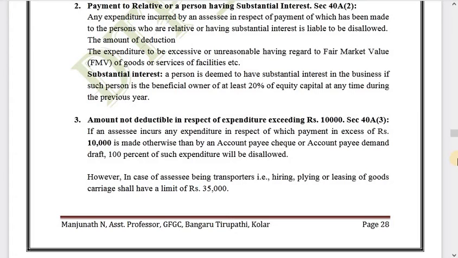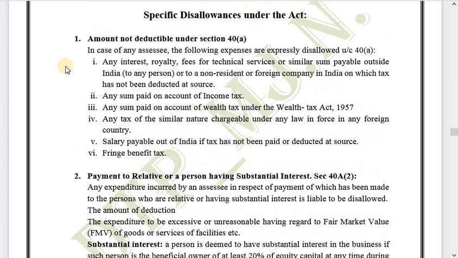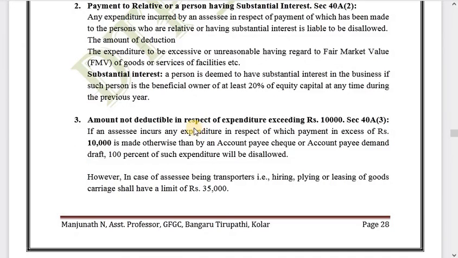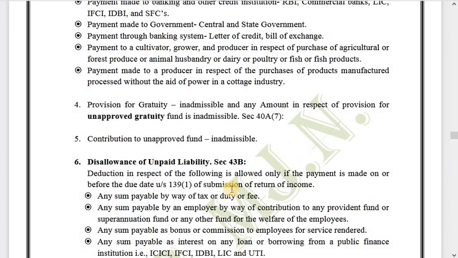So what is the substantial interest? A person is deemed to have substantial interest in the business if such person is the beneficial owner of at least 20% of equity capital at any time during the previous year. So this is what substantial interest is. So we have seen only the two cases, payment to relative or a person having substantial interest, and amounts in some cases where it is not disallowed. We have many cases like this, so we are going to see them in the upcoming videos.